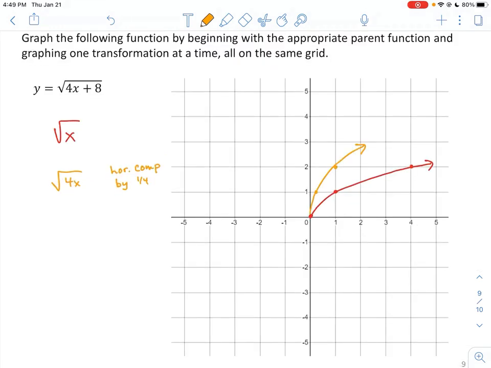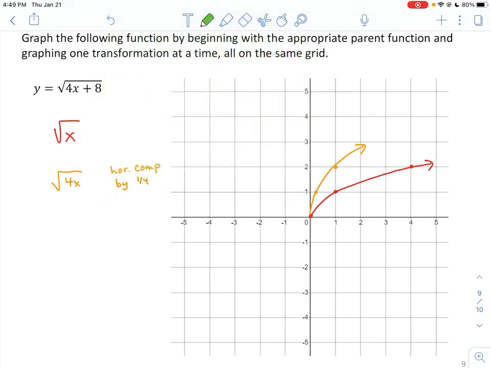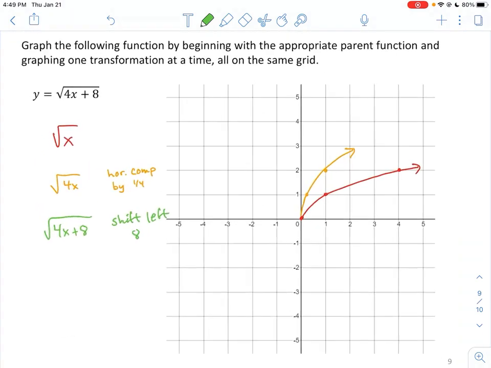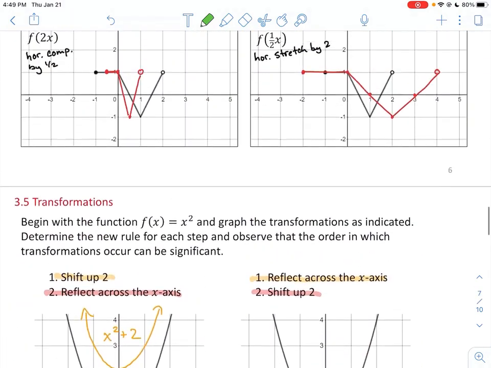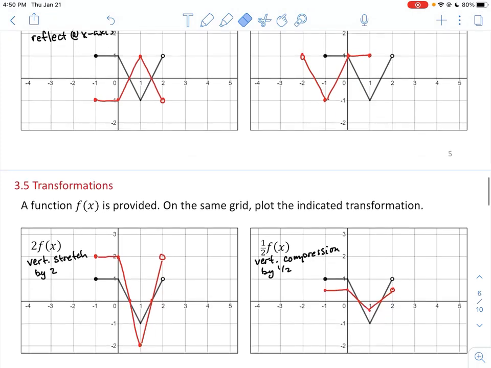But then how do we go to the next phase? Here's the danger of what a student might say: that now I'm going to put that plus 8 there and say, okay, that's a shift to the left 8 units. But the danger here is, in order to accomplish a shift left, let's read this carefully. To shift left k units, you replace all the x's in the rule with x plus k and use parentheses.